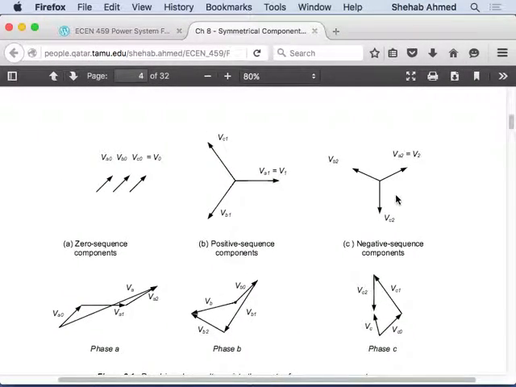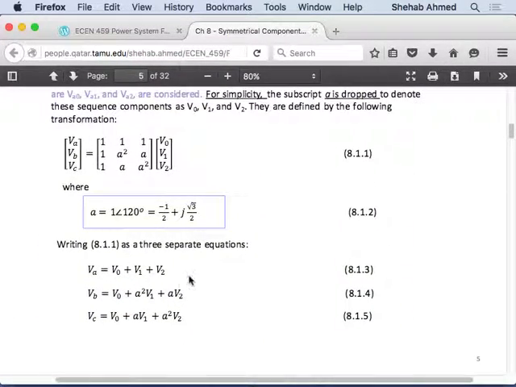The negative sequence of phase B is equal to the negative sequence of phase A, phase shifted by 120 degrees. Right? So it's A times V2. I'm adding up the zero, positive and negative sequence components for each of the phases. I'm just representing them all in terms of one variable, the phase A variable, for simplicity. So that's where this matrix comes from.